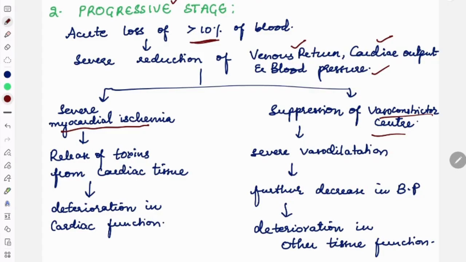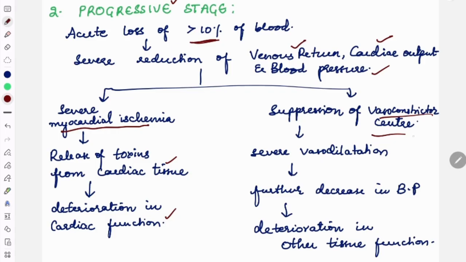So what is myocardial ischemia? Myocardial ischemia means there is decreased blood supply to the heart, decreased venous return to the heart. So what will happen if the heart does not get enough blood? It will release toxins from the cardiac tissue, that will lead to deterioration of the cardiac function. That means the heart does not function properly or effectively.